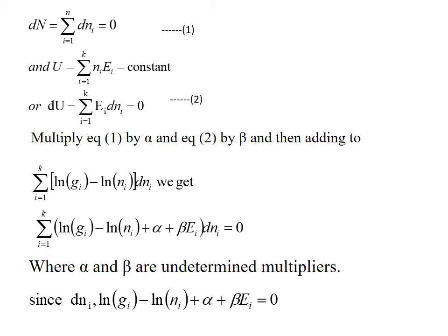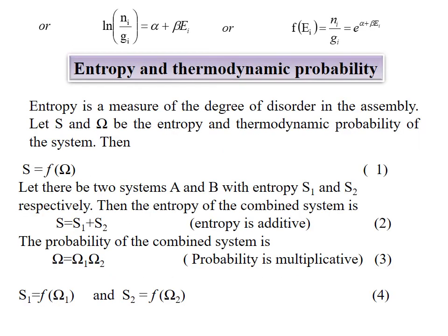It is ln gi minus ln ni plus alpha plus beta ei is equal to 0. On further simplification, f of ei, which is ni by gi, is equal to exponential of alpha plus beta ei.